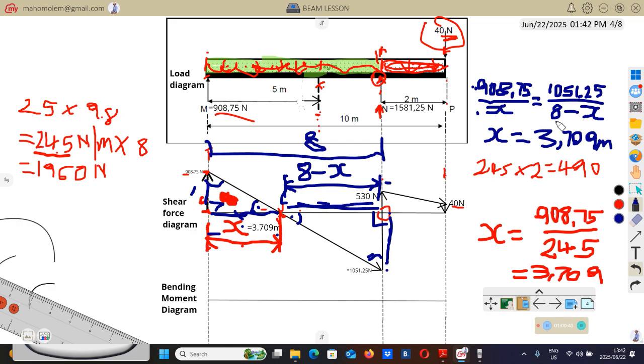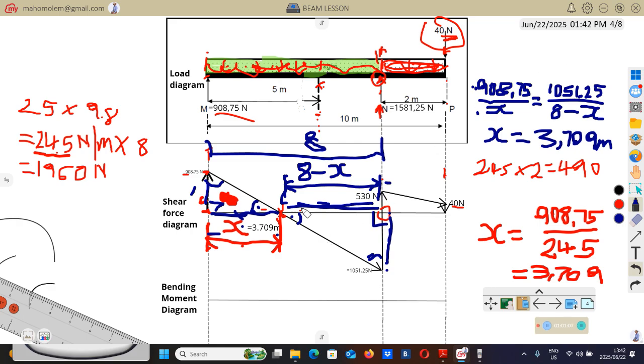Then we divide by that length of 8 minus x. Then from here you cross multiply, or you do whatever you can. You can say you multiply by LCM both sides. It's up to you. Then you make x the subject of the formula. Then you will remain with x equals 3.709.